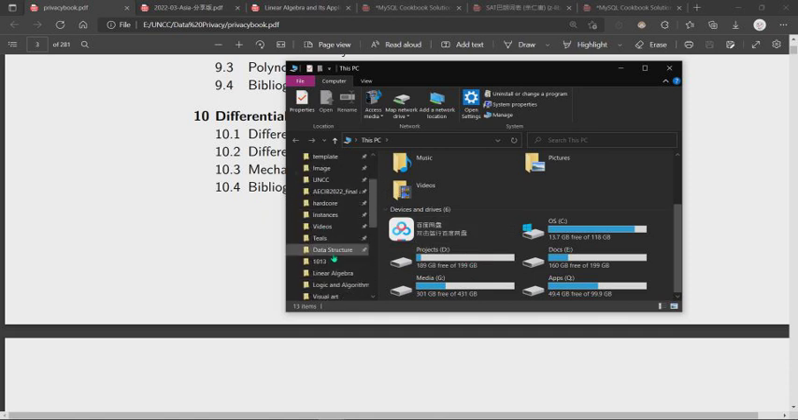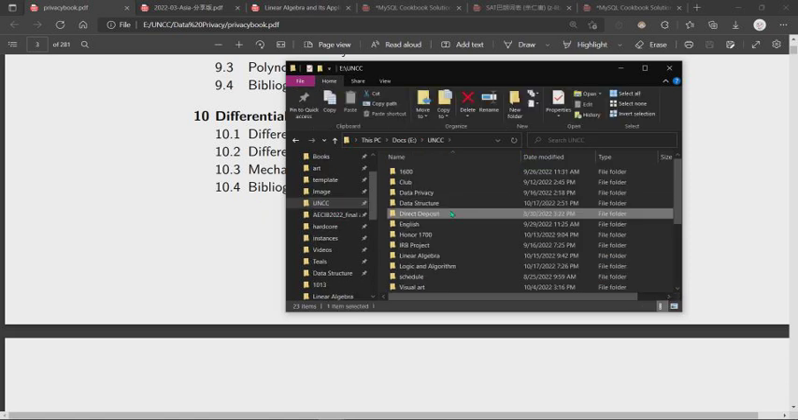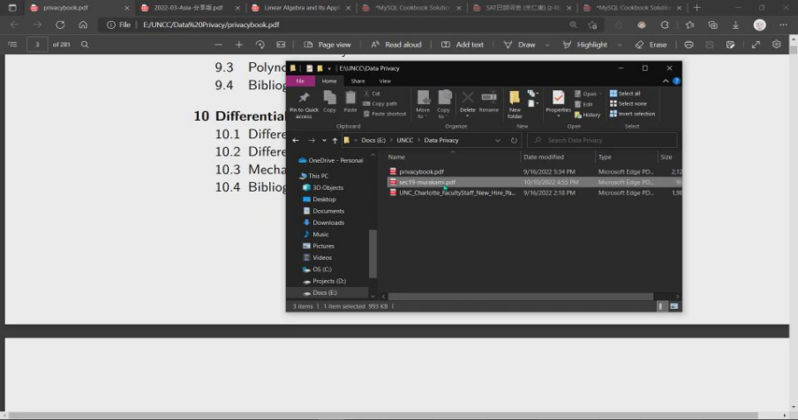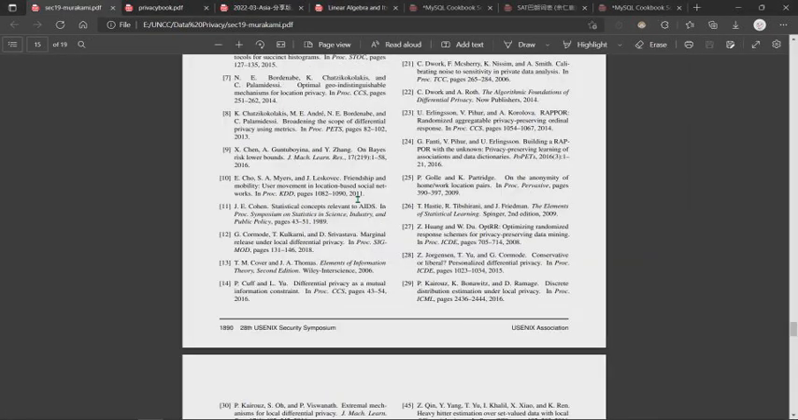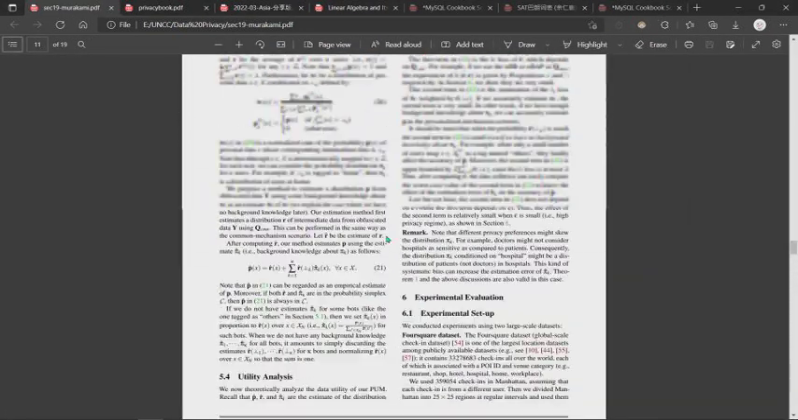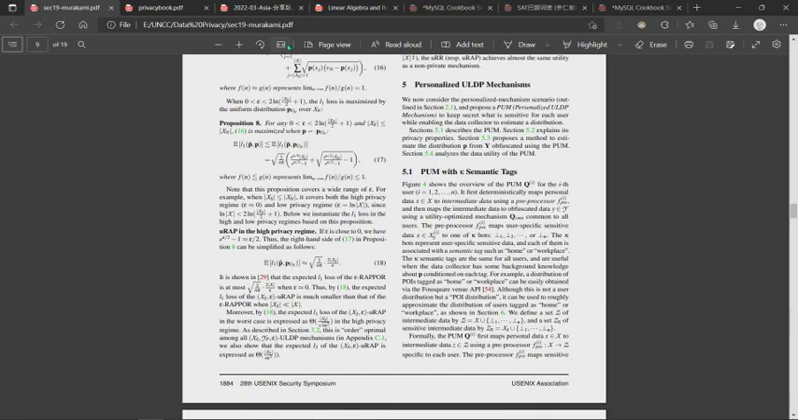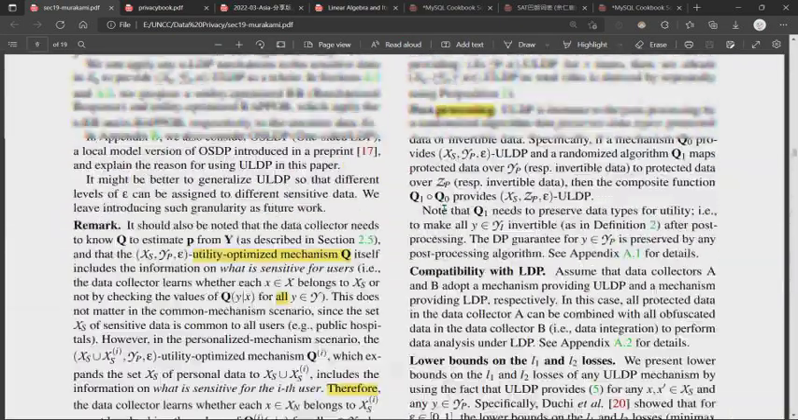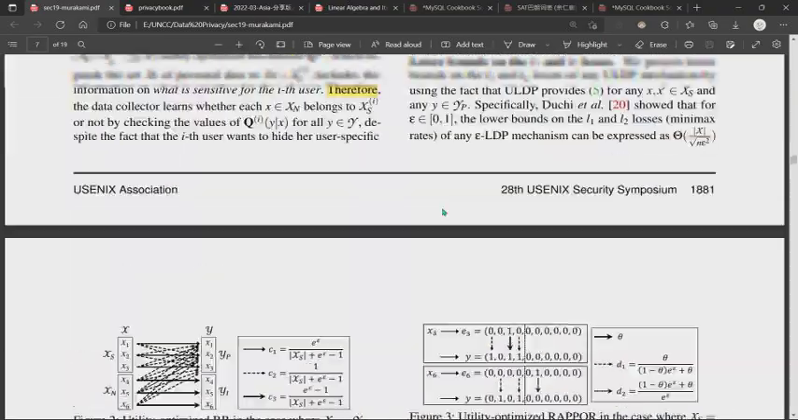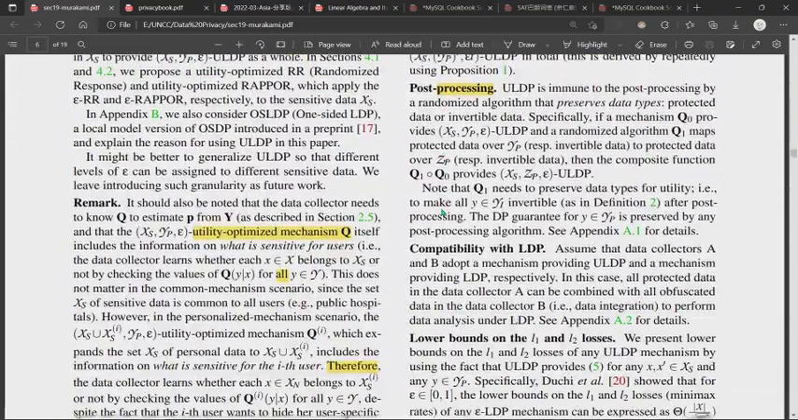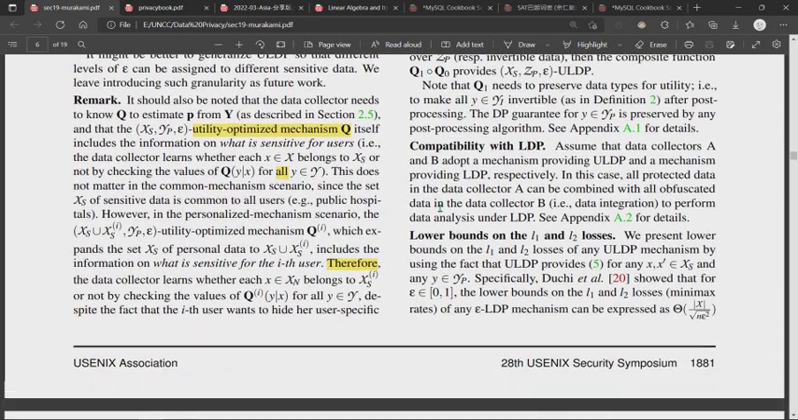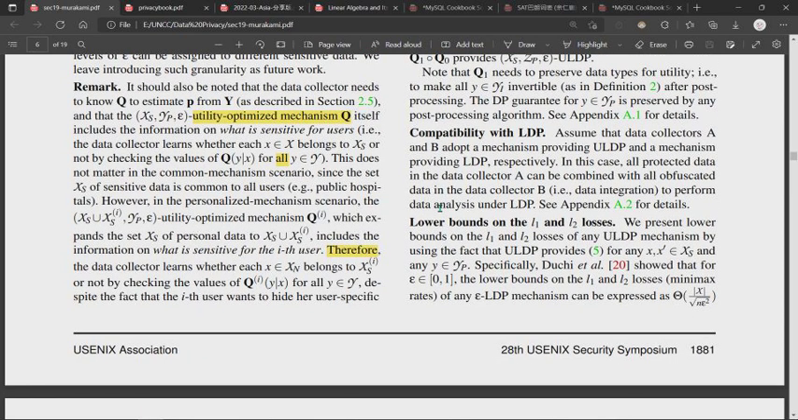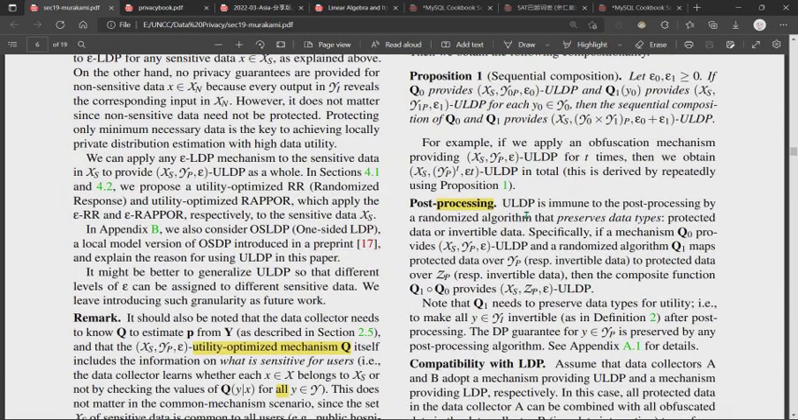So where's my data privacy material? It should be here. Data privacy, let's go. Okay, which way? Oh my gosh, where am I? Here we go, we're in post processing. Okay, compatibility with LDP. Let's look at some examples.